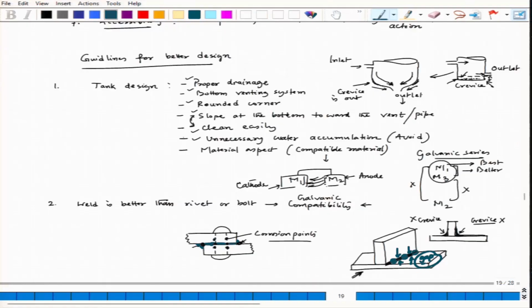So, we started talking about guidelines for better design, and we could cover 2 in this particular lecture. We will continue on these guidelines for better design in our next lecture also, and then subsequently we have specific examples on all those guidelines based on situations.